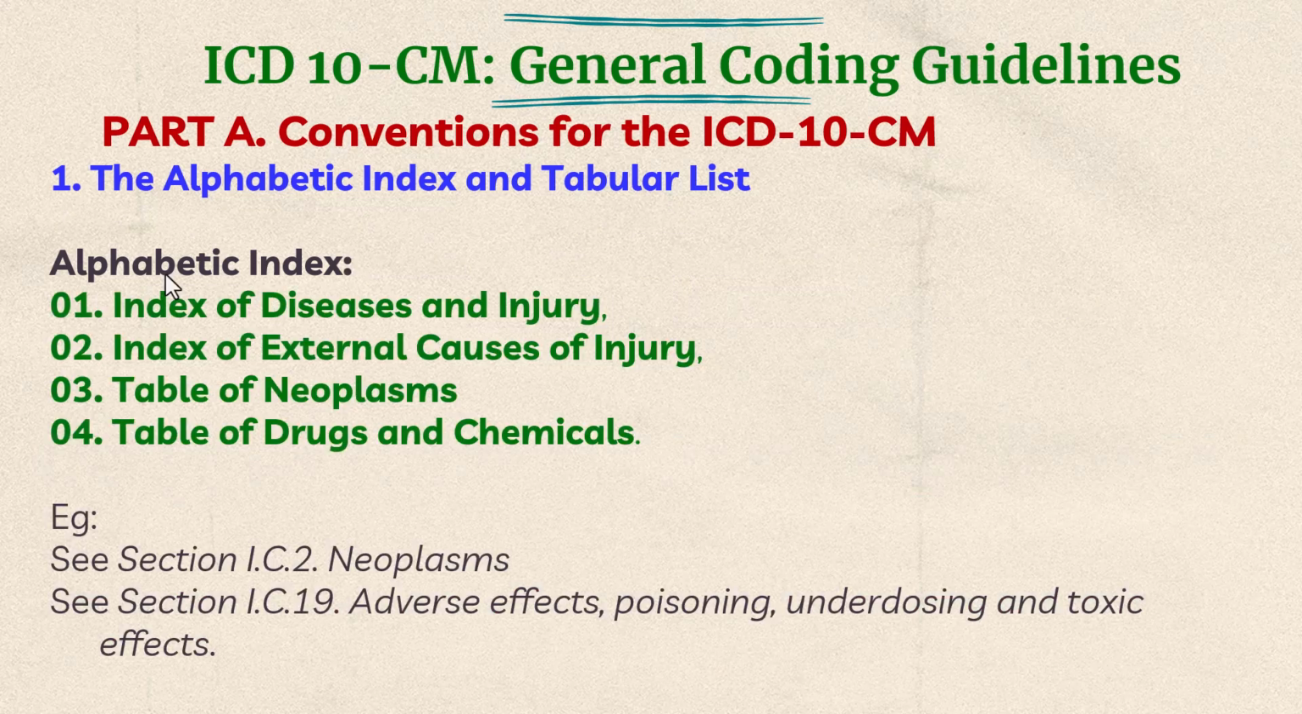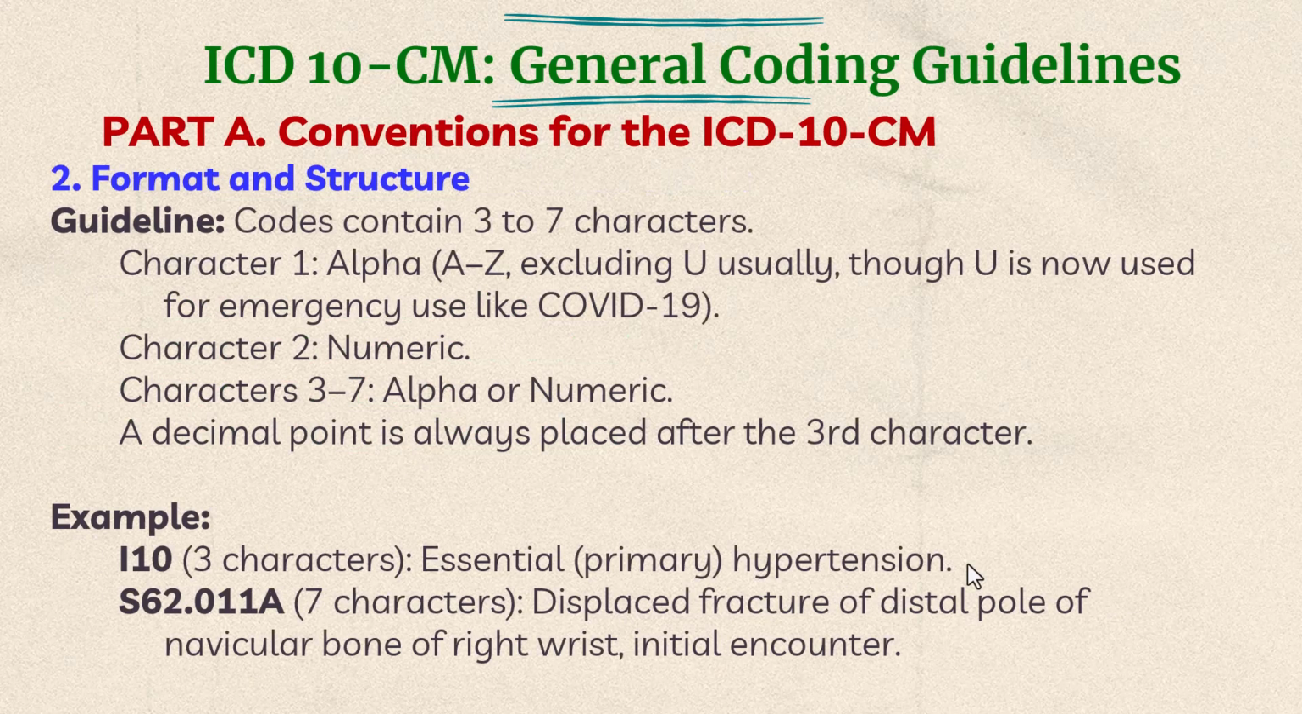In the alphabetic index, there are 4 main indexes available. The first one is the index for diseases and injury. The second one is the index for the external cause of injury. The third one is the table of neoplasms. The fourth one is the table of drugs and chemicals. The second convention is format and structure.